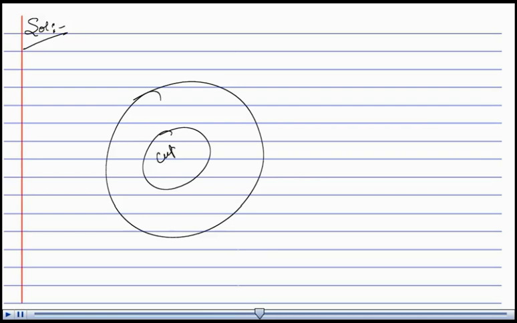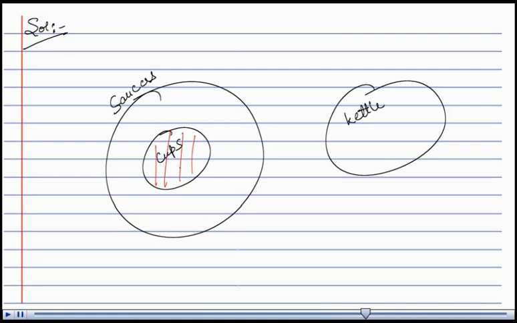now for the statements. All cups are saucers. That is, all cups are saucers. No saucer is a kettle. Now for the conclusion. No cup is a kettle, which is obviously true. If cup belongs to the saucers, then according to statement number 2, none of the cups will be kettles.